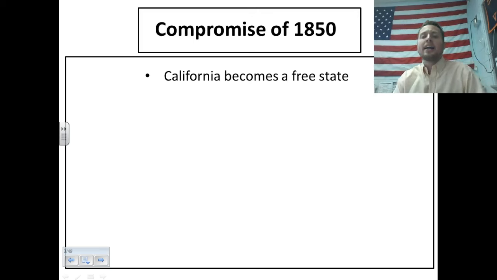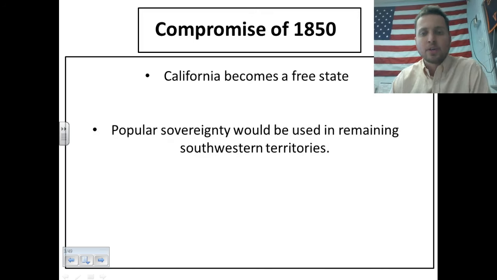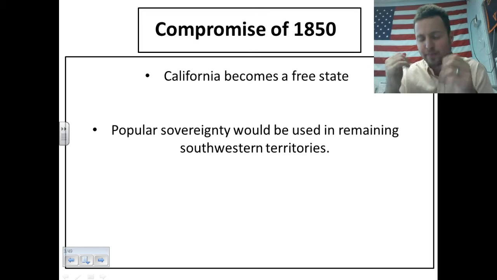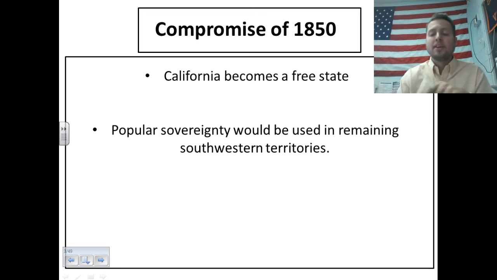Now, you still had lots of land in the Southwest Territories. Popular sovereignty would be used in remaining Southwestern territories. Popular sovereignty is where the residents of a territory vote for themselves whether they want it to be slave or free. Hey, we got 2 of the 4.